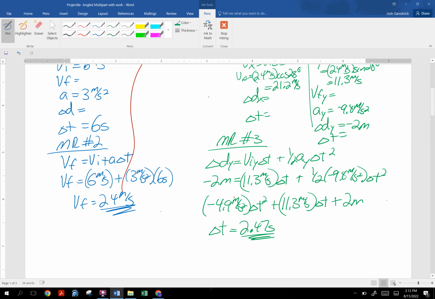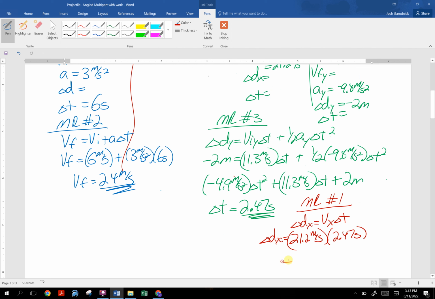All right, we are looking for the horizontal distance traveled. That's pretty straightforward. That's going to be math rep number 1. And again, if you're AP, we know that ax is 0. It's okay to use this, or you can use the 1/2 at squared equation and sub in 0, and you'll end up right back here. So the horizontal distance traveled is simply 21.2 meters per second times the time, which is 2.47 seconds, giving us a distance of, a little mental math, 52.4 meters. I did that in my head. I swear, I'm that good.